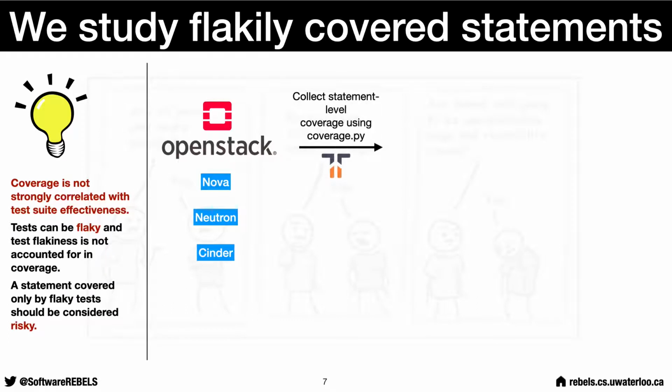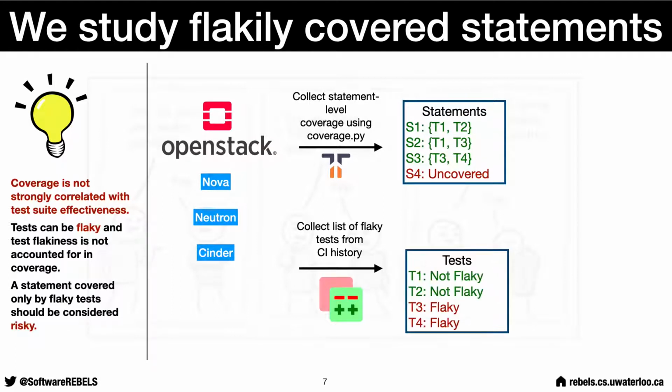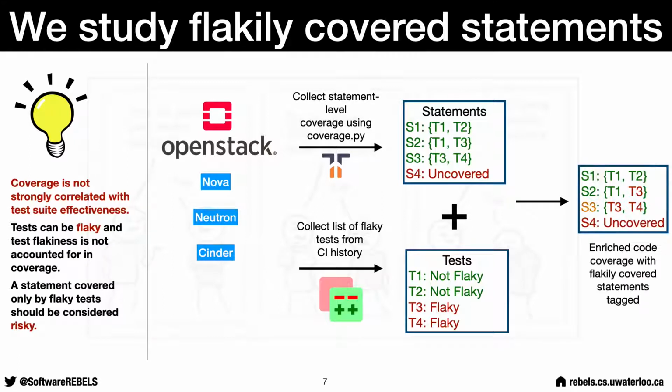To collect the data for our study, we start by first collecting statement level coverage with the test to statement mapping. Then, from the project's CI history, we collect a list of flaky tests. Finally, we combine this data to tag the statements that are flakily covered. By flakily covered, we mean statements that are covered only by flaky tests. For example, here, statement 3 is tagged as flakily covered while statement 2 is not, because statement 2 is covered by test T1, which is not a flaky test.